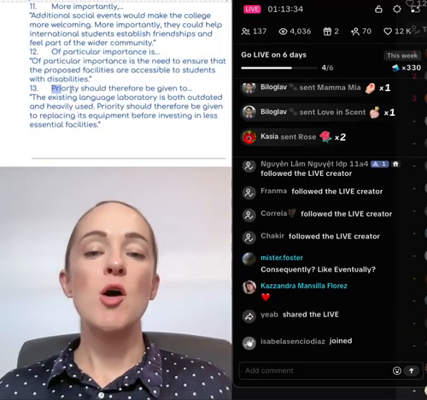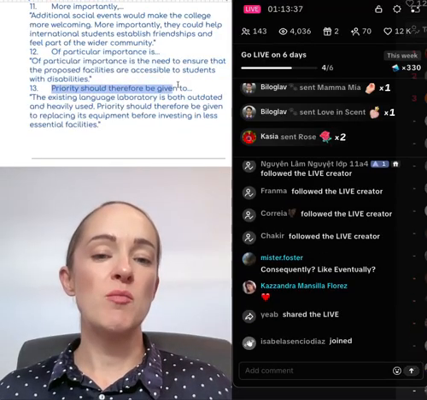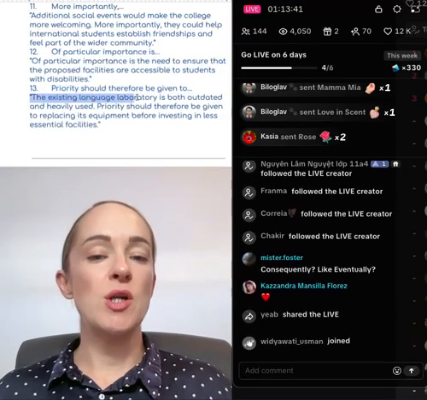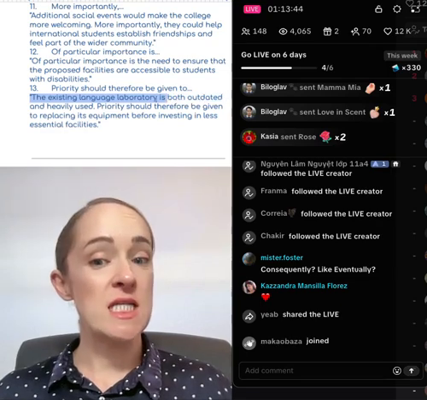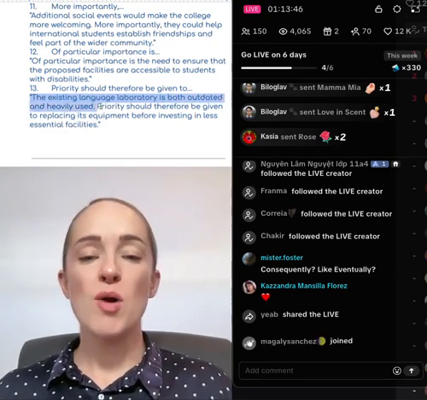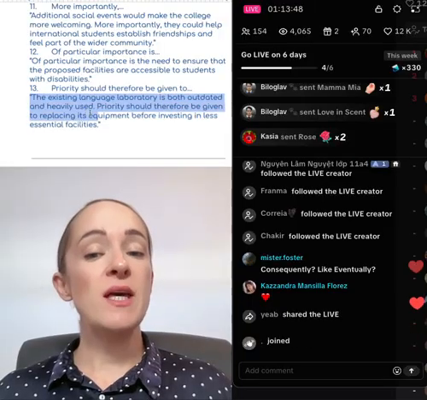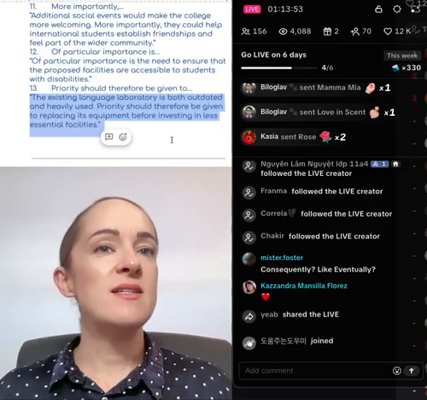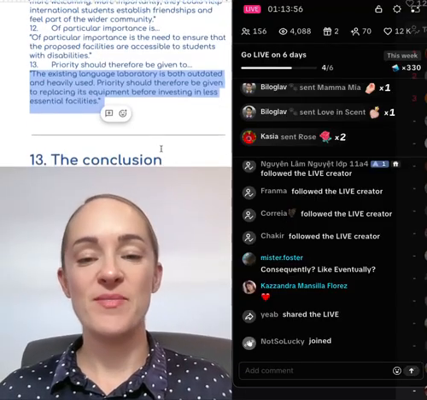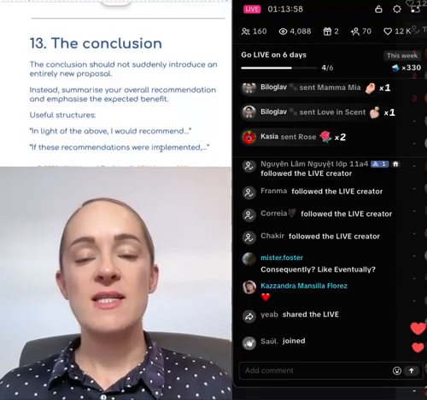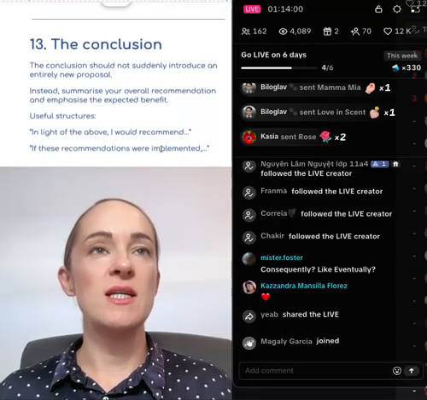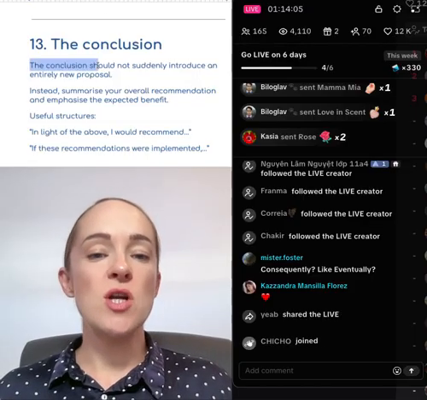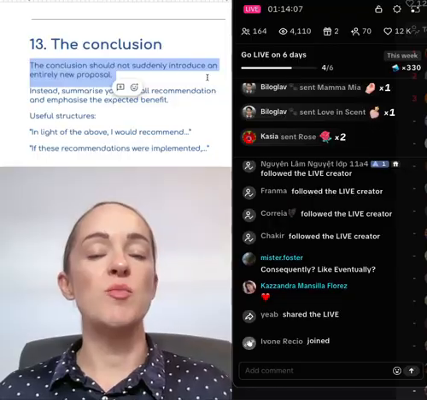And number 13, priority should therefore be given to, for example, the existing language laboratory is both outdated and heavily used. Priority should therefore be given to replacing its equipment before investing in less essential facilities. Okay, really nice. Now, on to point number 13 is the conclusion. The conclusion should not suddenly introduce an entirely new proposal.